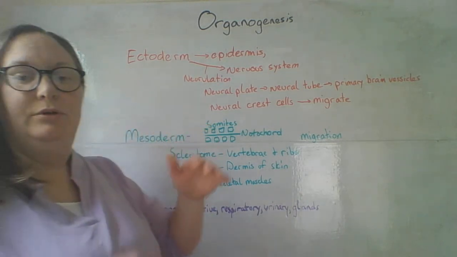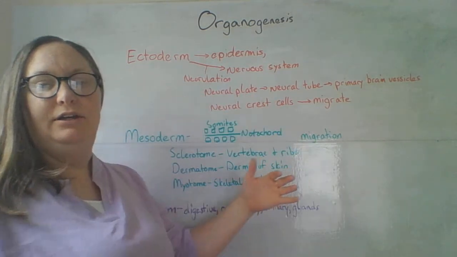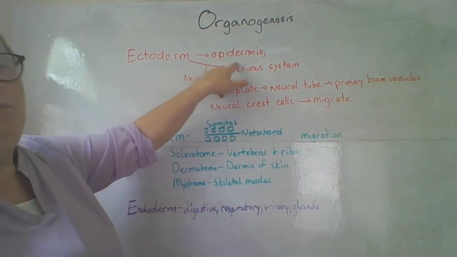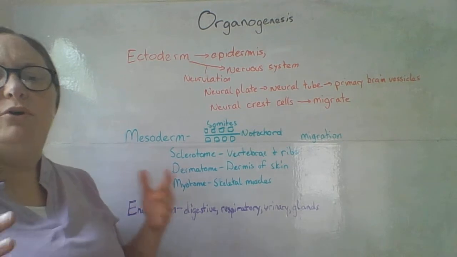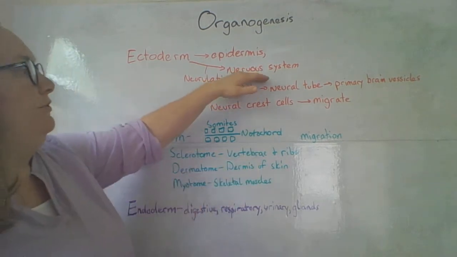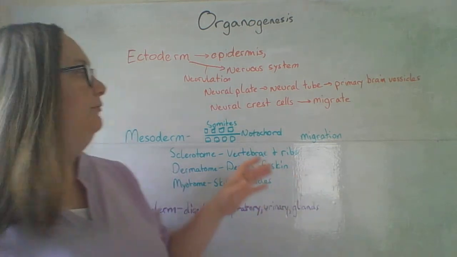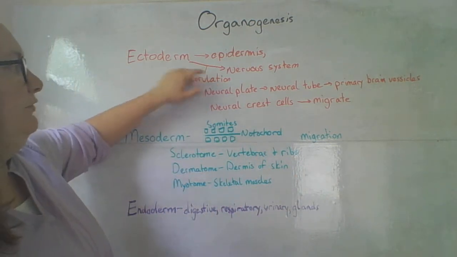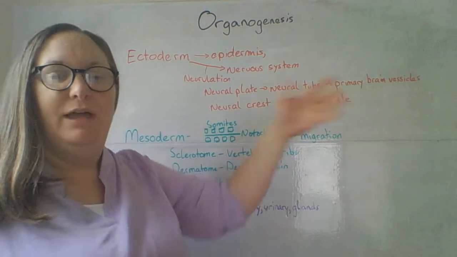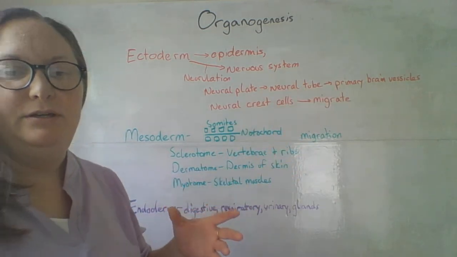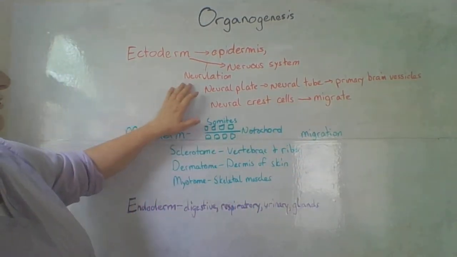The ectoderm, the most outer area, is going to form the epidermis. But most notably, it's going to form the nervous system. So when you hear ectoderm, I want you to think nervous system. And the formation of the nervous system from the ectoderm is going to be called neurulation.